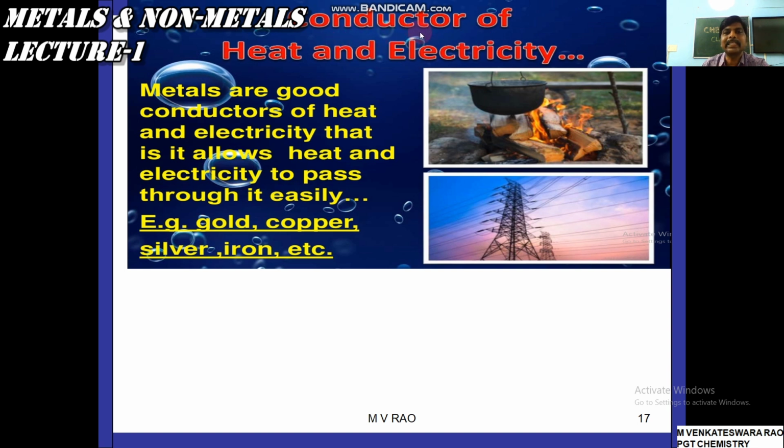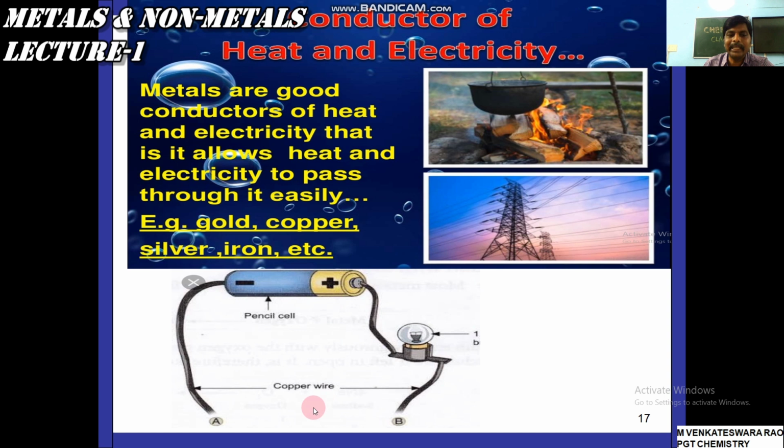So the next property of metals is conductivity. Metals are good conductors of heat and electricity. That means they allow heat and electricity to pass through them easily. Example, gold is a good conductor, copper is a good conductor, silver, iron.